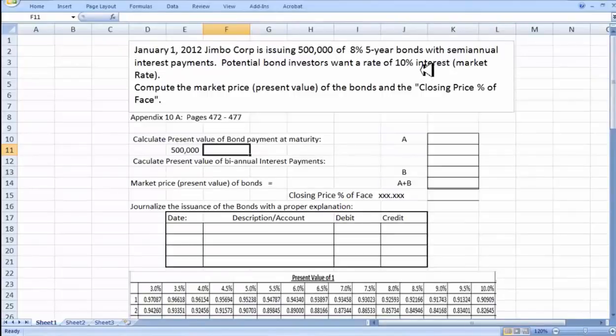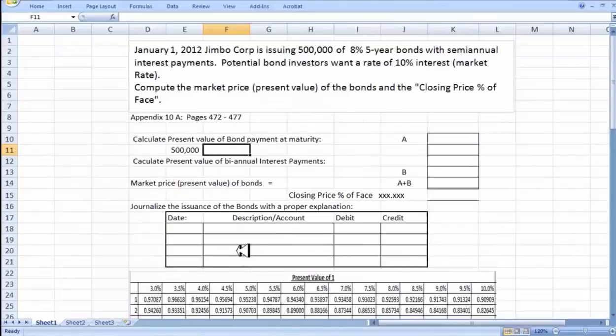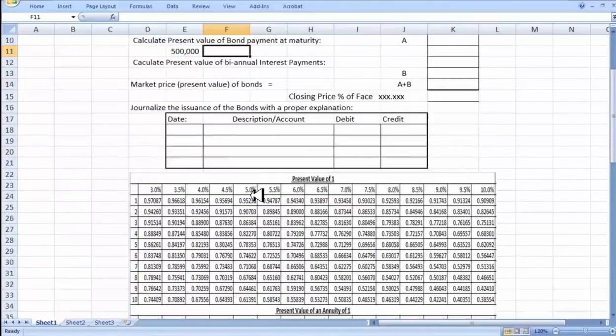So when we are discounting or getting the present value, we're doing that not using the contract interest rate, but the market rate. So that's going to be 5% for how many periods? It's 5 years, so that's 10 periods. So we're going to need to get the present value of 1, and we're going to come down here to the present value of 1 for 5% for 10 periods.